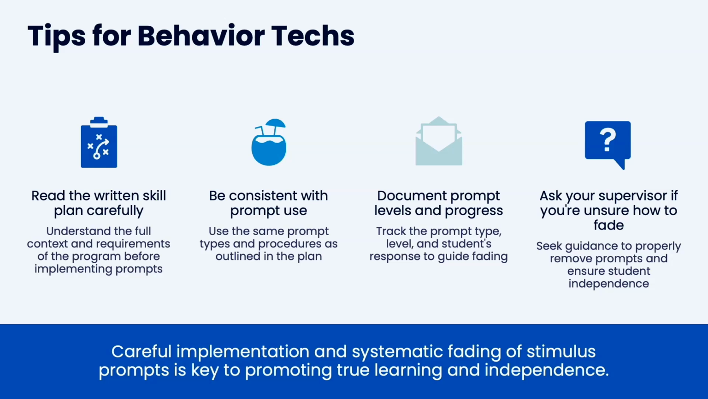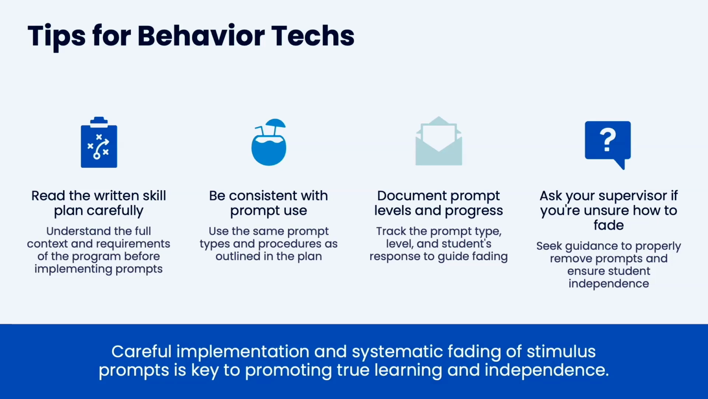I've had behavior techs who are movement prompting, pointing all the time. The whole session, they're pointing, and that's not being written down. So I can't give them directions to fade it. I didn't know until I observed them, and then we sorted it. We could have sorted it quicker if they were just writing that down. Use the same prompt type and procedures as outlined, and then document the levels and progress. So you're always documenting what kind of prompts you're using.